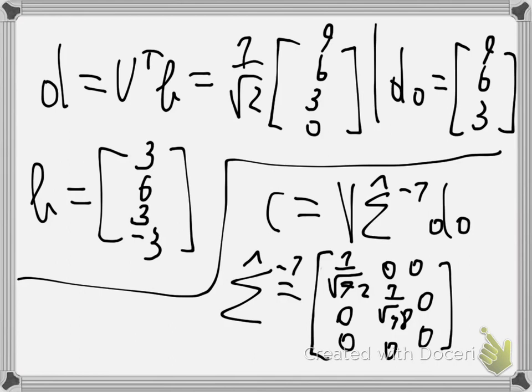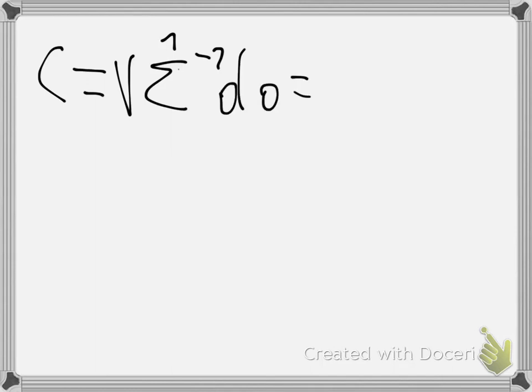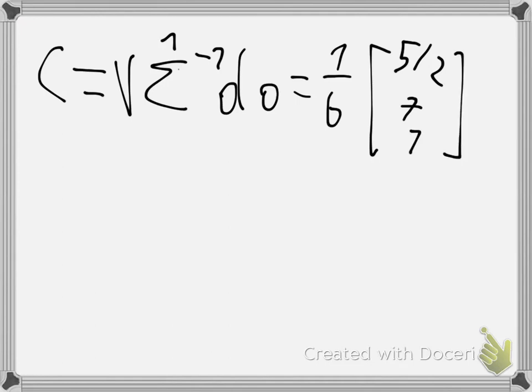And so if you compute C equals V sigma hat inverse D0, you get 1/6, 5/2, 7, 1, and that will be your solution for your least square approximation.